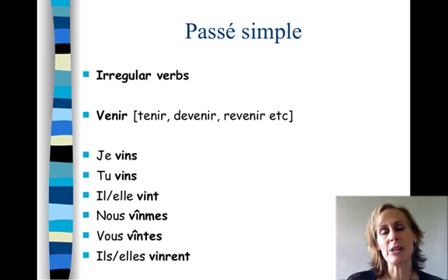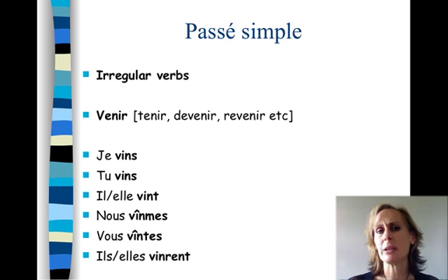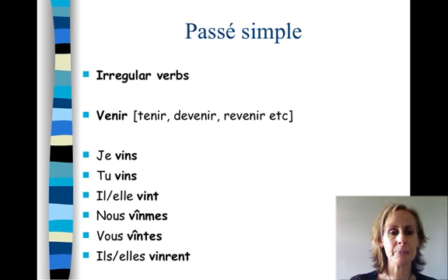The venir series I've put here because they're quite particular. This includes venir, tenir, devenir, revenir, any verbs ending in -enir. They've got an N. Je vins, tu vins, il, elle vint, nous vînmes, vous vîntes, ils, elles vinrent. So they're quite particular. You just need to learn them.